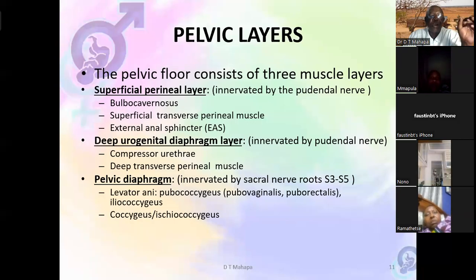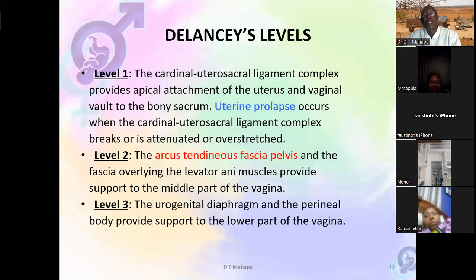You don't have urinary incontinence, and deep transverse perineal muscles. Then uppermost are the muscles called the pelvic diaphragm, very important muscles that keep the pelvic organs together, which are called levator ani. Levator ani consists of 3 muscles: pubovaginalis, puborectalis, and ischiorectalis. And coccygeus is just a muscle which is just sitting there but doesn't have much function, but it's part of those. That's why we divided this pelvic support into 3 layers, because there are 3 layers.